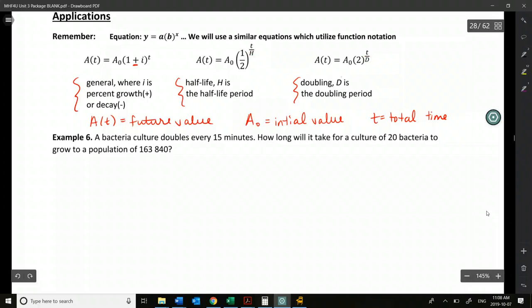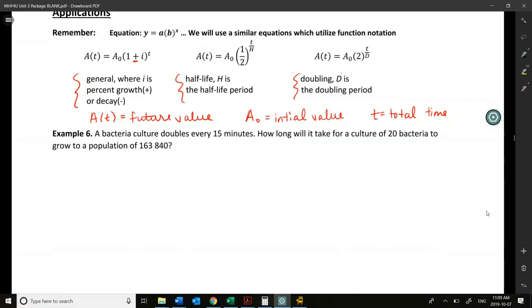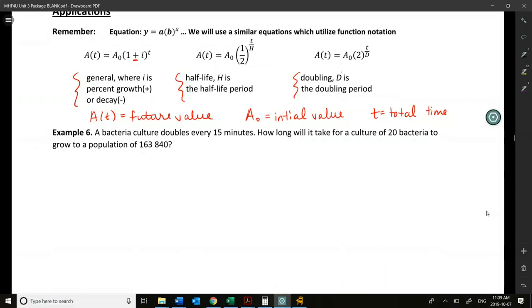And H and D, things like this, these are the growth or decay periods. So here, D is the doubling period. Here, capital H is the half-life period. But we already know this already. We've already done X equals total time over growth or decay period. So these are just a little bit more formal formulas that we use rather than the one that was introduced to you in grade 10 or 11. So I'll just show you guys how you can utilize the formula.